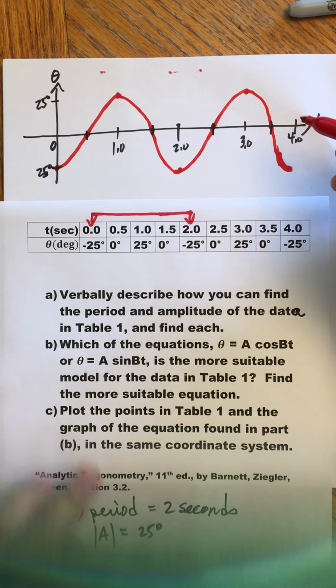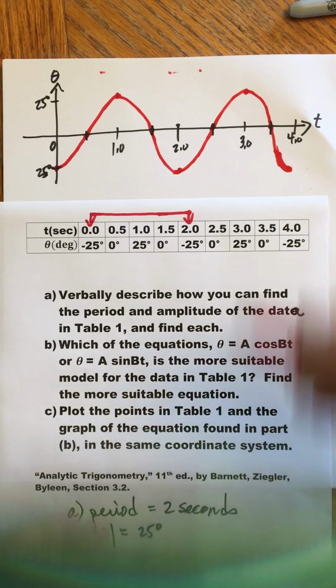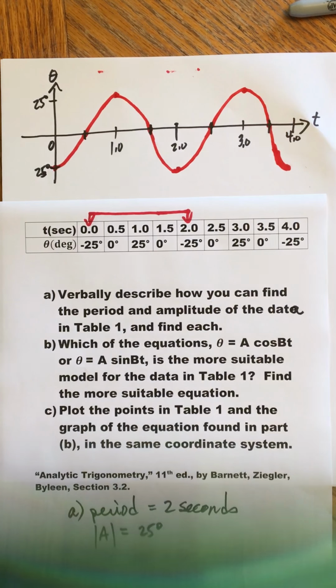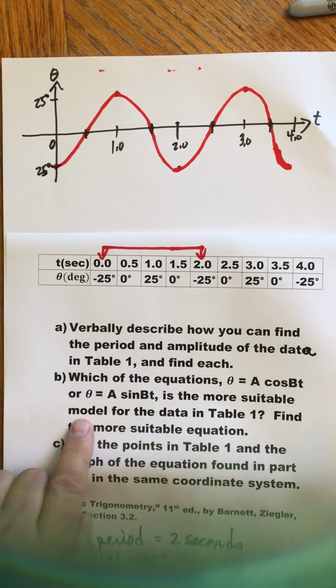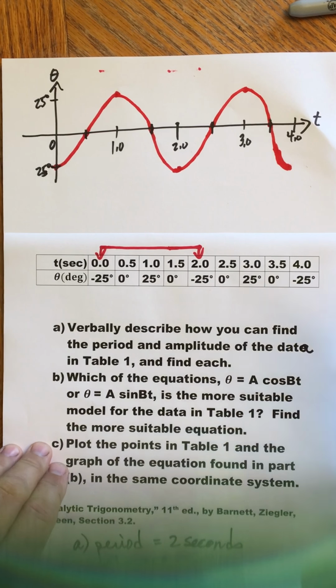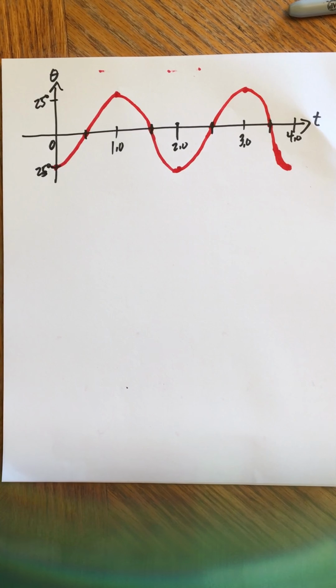I think they asked to plot the points as part C, but it sure helps, I think, visually to go ahead and do it before you get there. That way you can kind of see what the equation is. I'm very visual, so when they're asking in part B which equation should I use, now I can really tell. So here I'm working on part B.